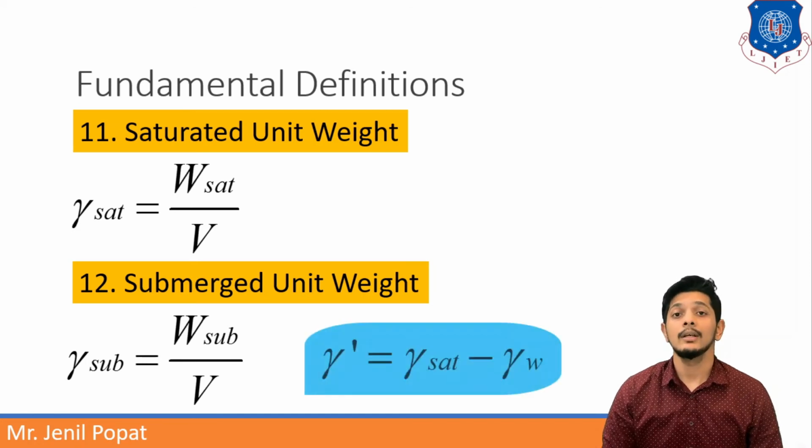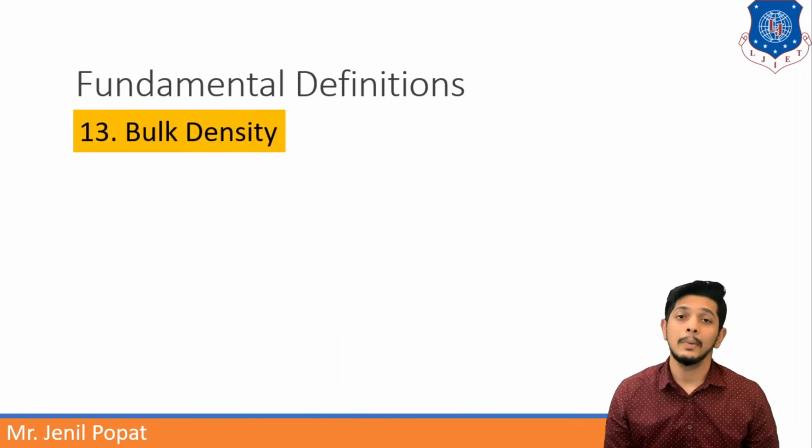Submerged unit weight can further be written as gamma dash is equal to gamma saturated minus gamma W. So gamma submerged can be written as gamma dash also. And to find unit weight which is submerged, we can calculate this by deducting unit weight of water from saturated unit weight.